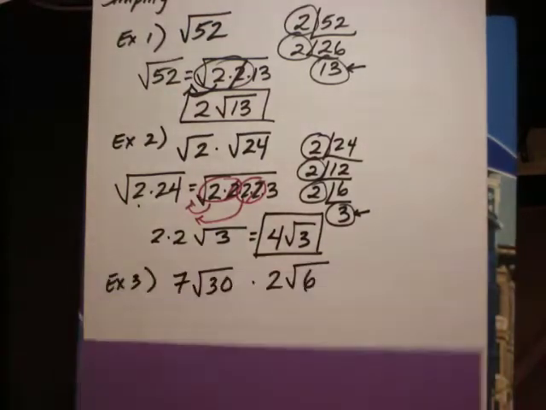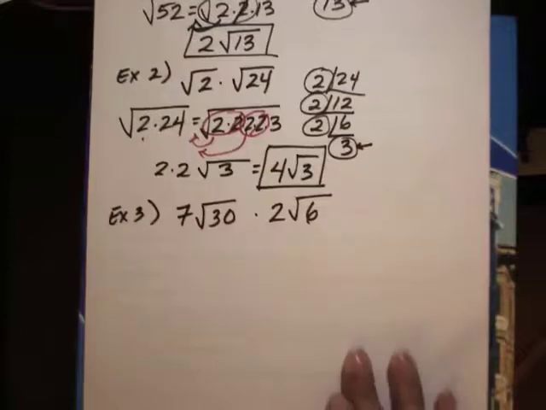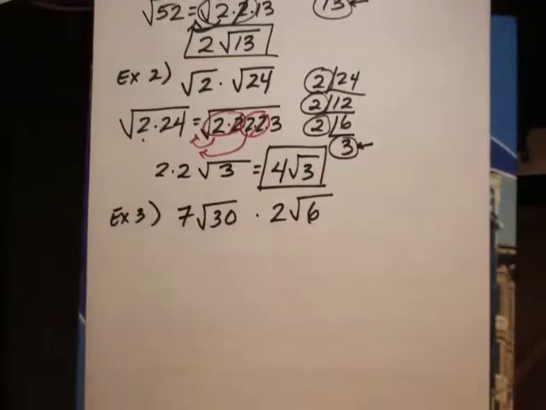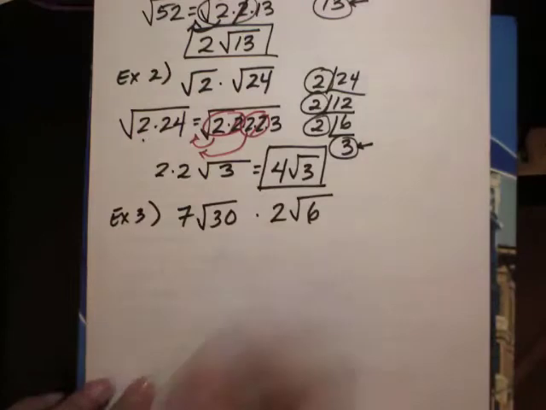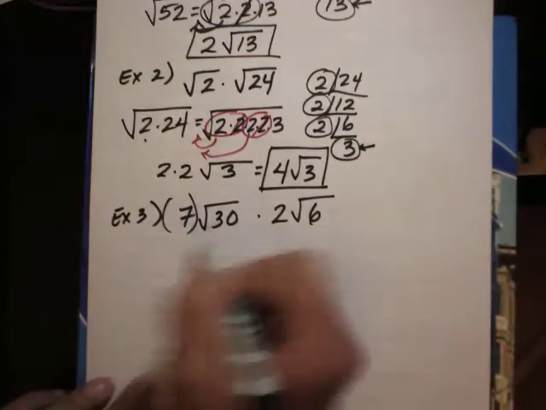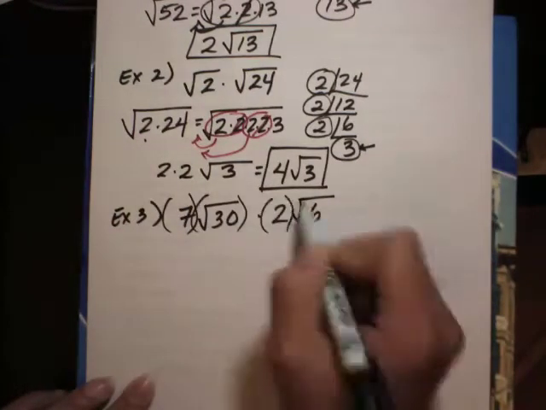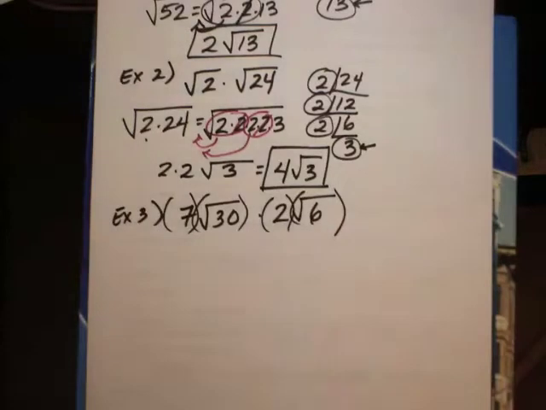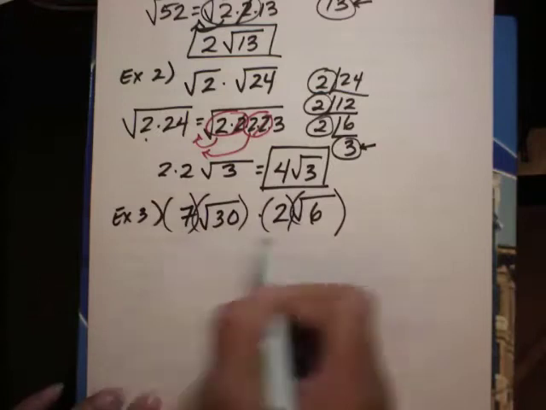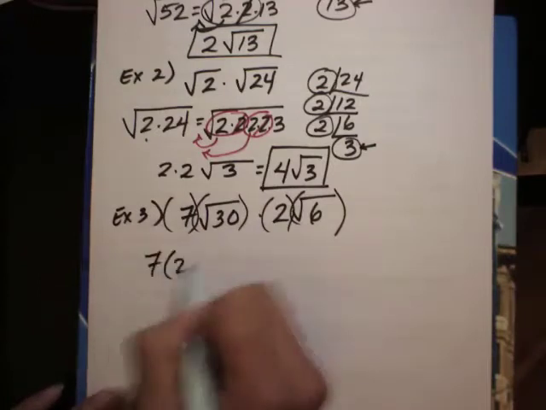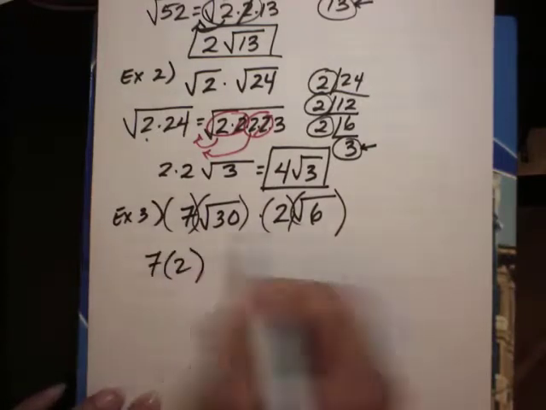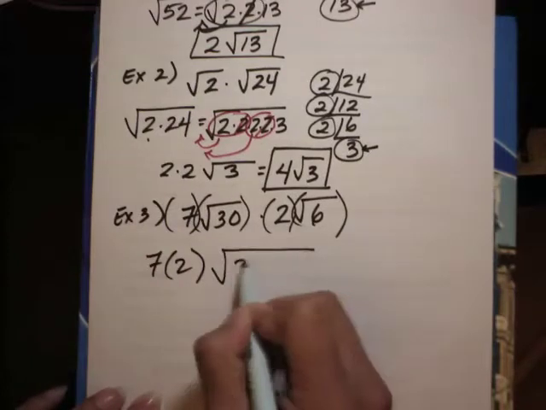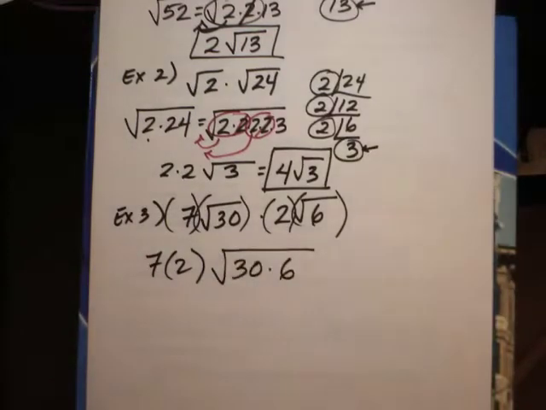So let's do one last example just to make sure we understand this concept. Again, we said that when there are numbers outside the radical sign, what's happening is multiplication. So what we can do is put parentheses around everything. I'm going to use the commutative property now because we want to focus on everything outside the radical sign. So 7 times 2, and then underneath the radical sign, I can have 30 times 6.